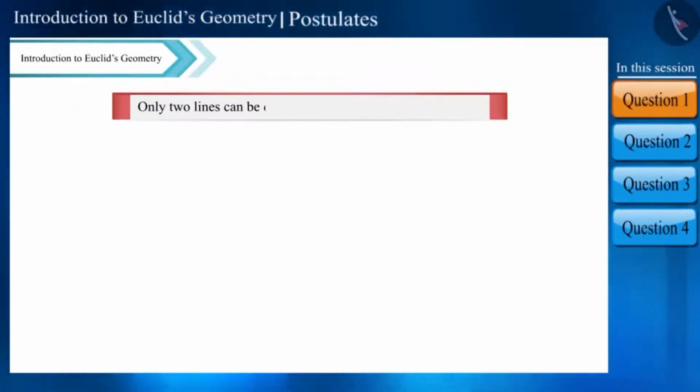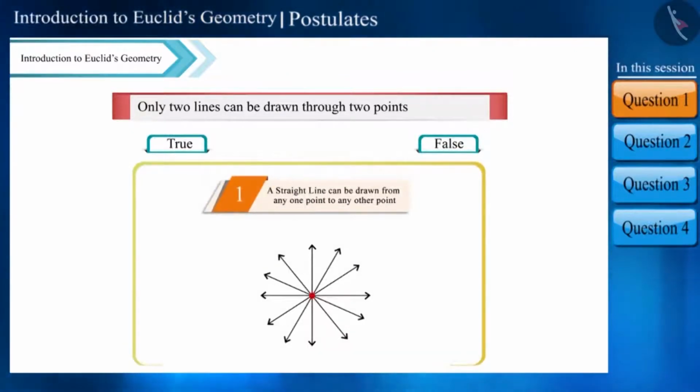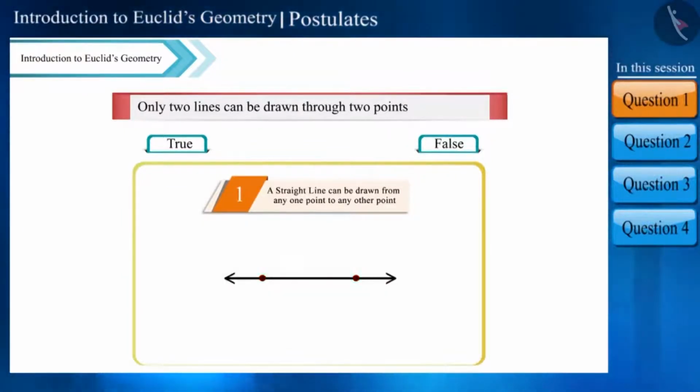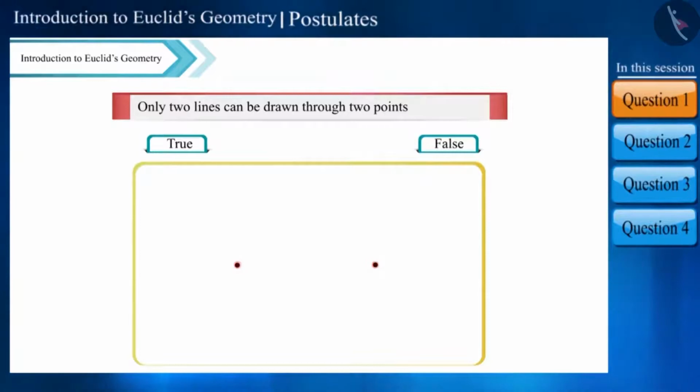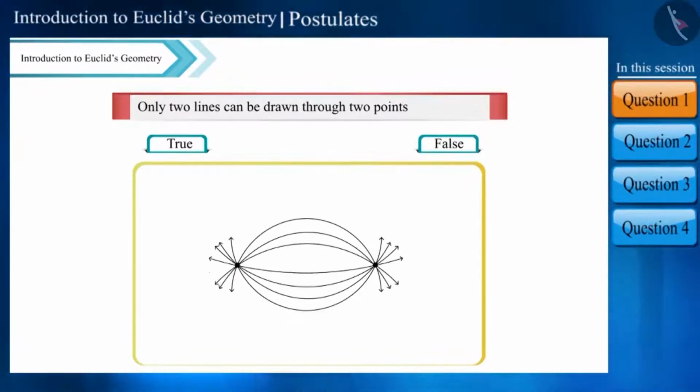Only 2 lines can be drawn through 2 points. Friends, is this statement true? In the previous video, we saw that infinite lines can be drawn through 1 point, and only 1 line can be drawn through 2 points. But infinite curves can be drawn through 2 points, which are not straight lines. Therefore, this statement is false.